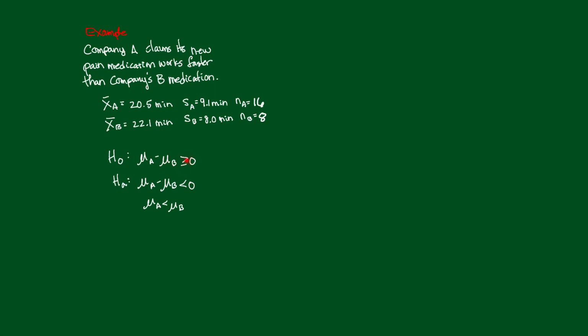That means no difference, versus the claim, the company's claiming that theirs is faster. So if I take the mean time for A, subtract the mean time for B, I should get a negative number, right? Because A is supposed to be faster, so smaller number. Smaller minus larger is less than 0. Or if you like, just the mean time for A is less than the mean time for B.